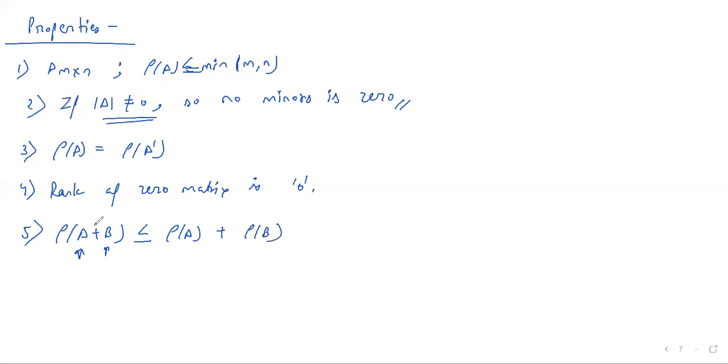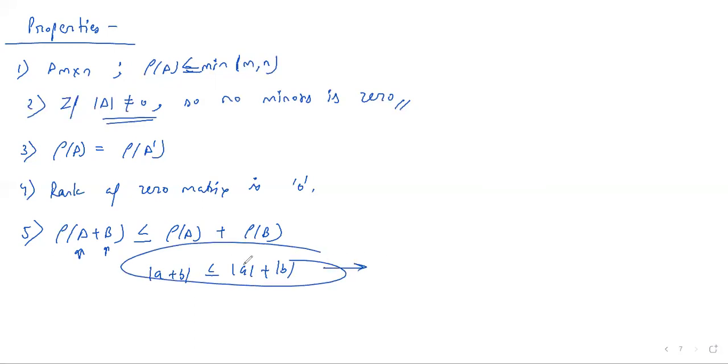Okay, this is the corresponding property, and we have found this property by using the inequality, which is mod of A plus B is less than or equal to mod of A plus mod of B. This is the inequality we have studied earlier. So by using this property we have obtained that the rank of A plus B is less than or equal to rank of A plus rank of B.